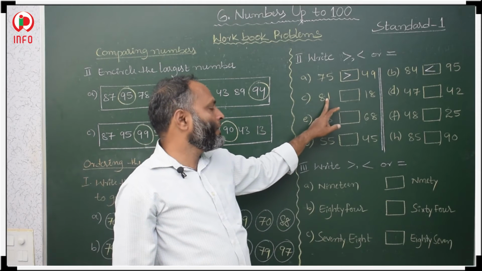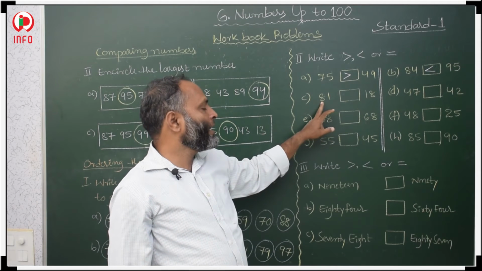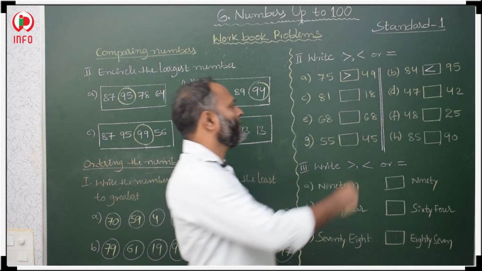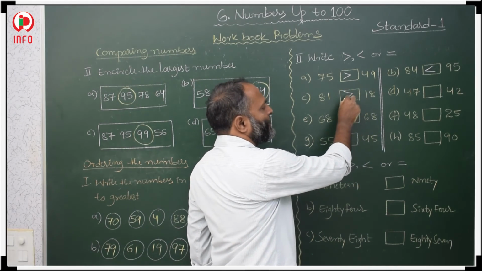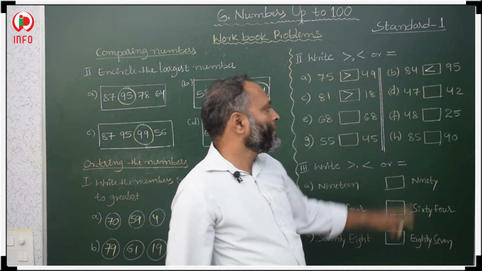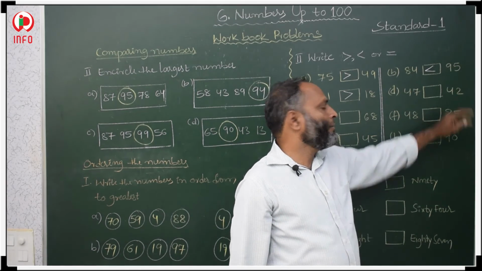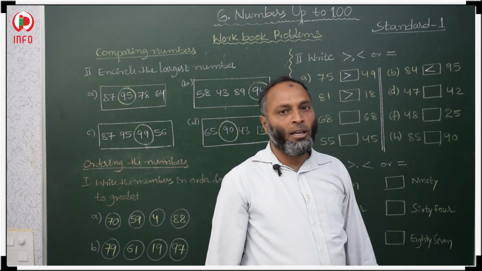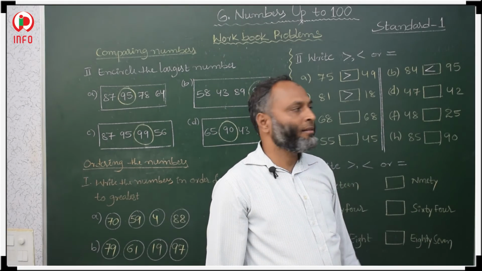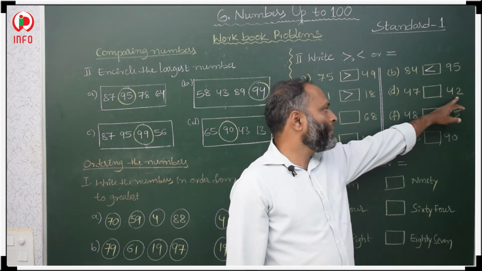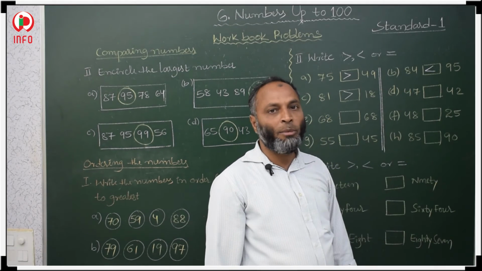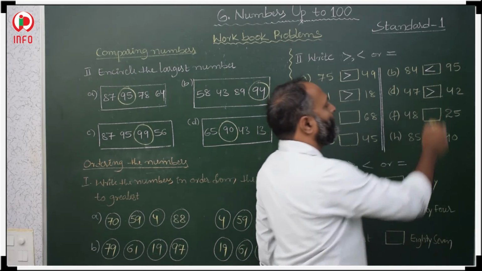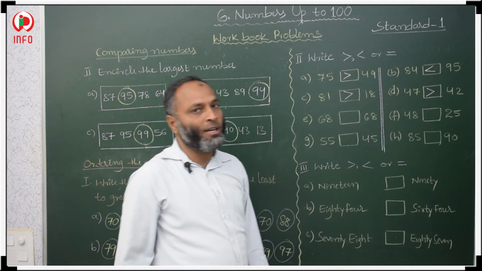The next, 81 and 18. Here in the tens place 8 is there, here in the tens place 1 is there. So 8 is bigger. So 81 is greater than 18. Then 47 and 42. Now you compare tens. 4 and 4, they are equal. When the tens place digits are equal, then you go for ones. 7 and 2, 7 is bigger. It means 47 is greater than 42.